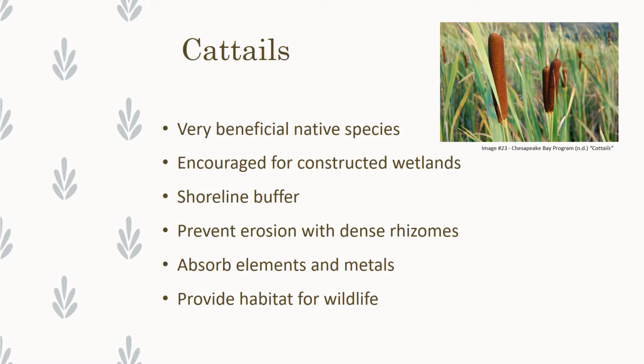Cattails are a native perennial plant with distinctive brown sausage-shaped tails. They grow in fresh wetlands throughout North America. Cattails can be very beneficial to have and are often encouraged by wetland designers and remediation developers. Cattails are a great plant to use when creating a shoreline buffer to prevent erosion because of their dense rhizomes.